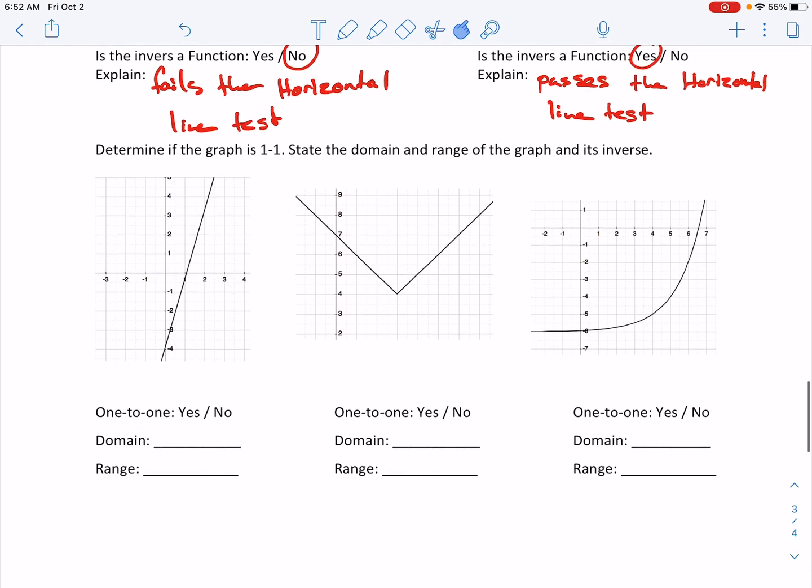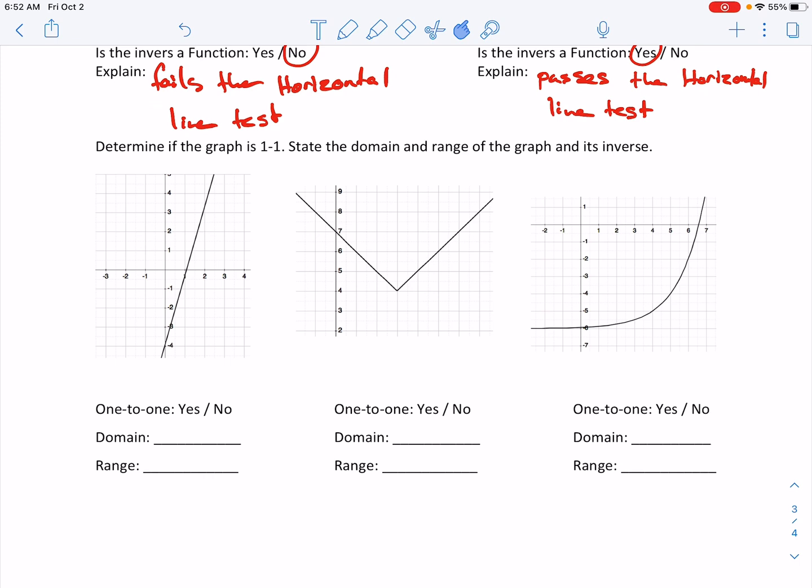Okay, determine if a graph is 1 to 1. We'll state the domain and range of the graph and its inverse. Let's see. So if I look at this first graph, it's the graph of a line. It's going to pass the vertical line test. It passes the horizontal line test. So yes, we call it 1 to 1. We call a function 1 to 1 if it passes both the vertical and horizontal line tests. Let's state the domain and range for both the original f of x and the inverse f inverse of x.